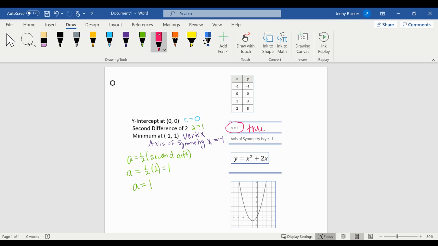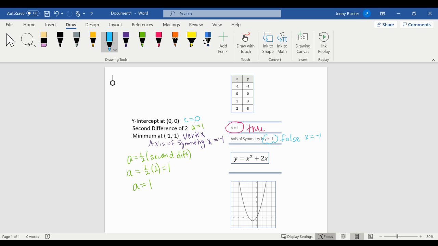Let's look at the next choice. Axis of symmetry is y equals -1. I can see that one right away is false because it must be x equals. Every parabola will have an axis of symmetry that is vertical. So this is false because it should be x equals -1.